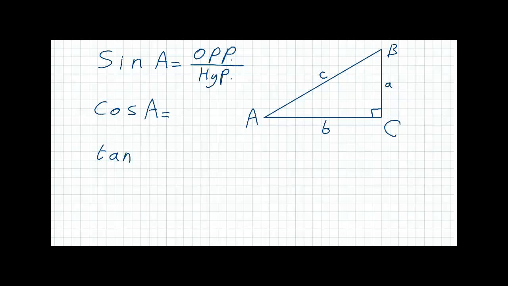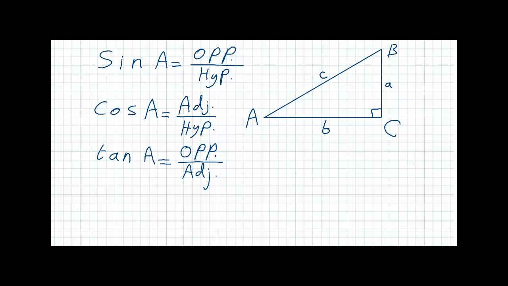hypotenuse. Cosine of any angle is equal to the adjacent side to this angle over the hypotenuse, and tangent for any angle is equal to the opposite side to this angle over the adjacent side to the same angle. Always remember these three trigonometric ratios to solve any question on this lesson.